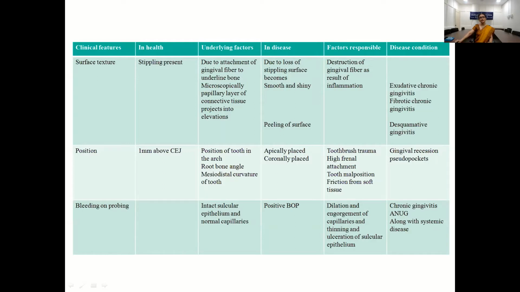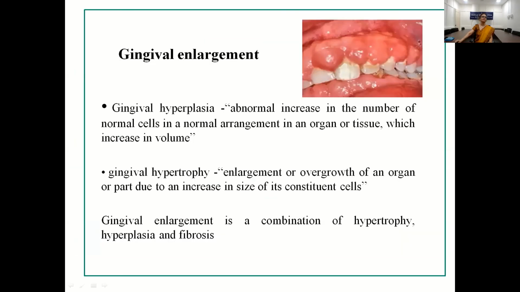Now, the dilatation and the engorgement of the capillaries is present, or there can be a thinning and ulceration of the cellular epithelium, due to which there can be a bleeding on probing. Now, we'll see about the gingival enlargement. What is gingival enlargement? It can be either a hyperplasia or it can be a hypertrophy.